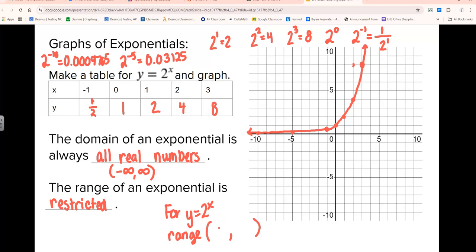if I use that parentheses, that means 0 but not including 0, right? So that means all the way up to 0. That means 0.00000000001, or even closer, but it doesn't include 0. So the very lowest I go on this graph is 0, but I don't get there. What about the highest that I go on the graph? What's the highest the y values go? They go to infinity because this goes up forever on the right side.